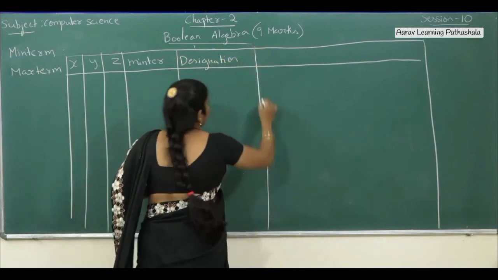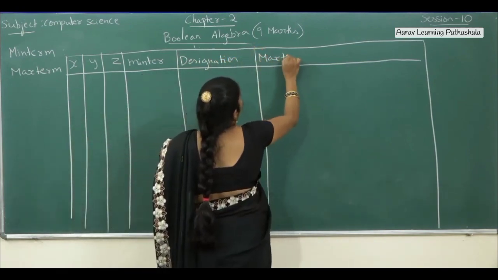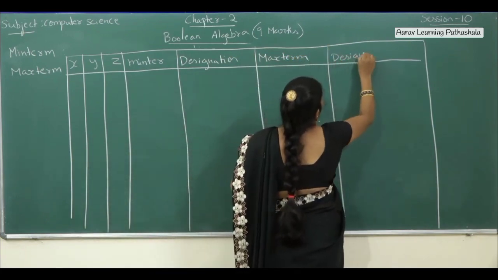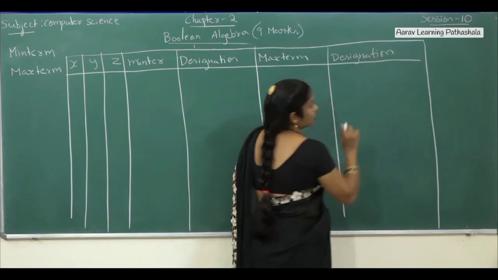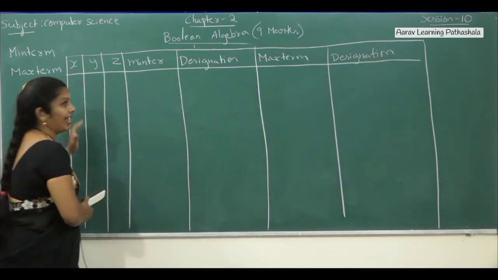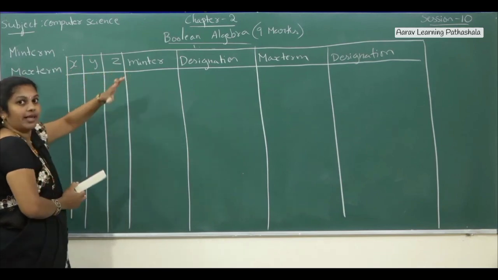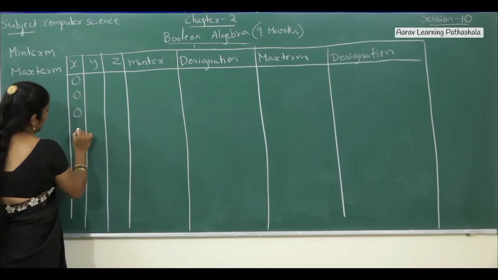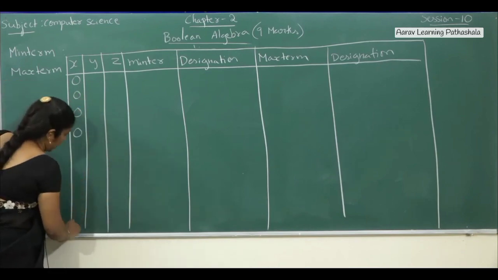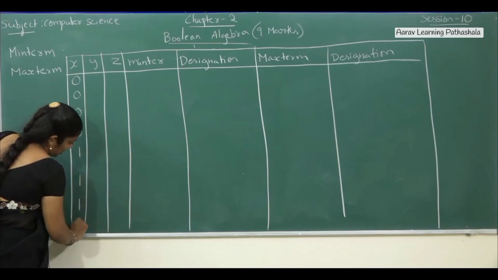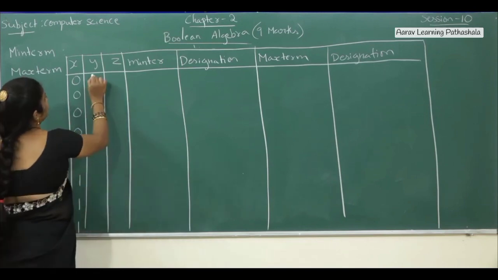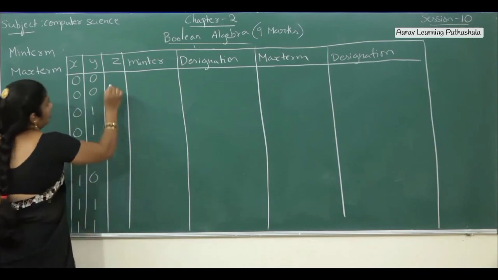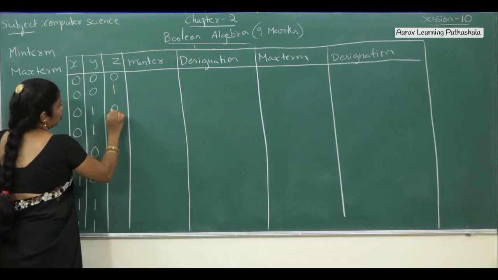In the same way, maxterm, their designation. If you know this table, then you can easily solve the problems also. If you have 3 variables, you will get 8 different combinations. Write 4 zeros, 1, 2, 3, 4 zeros, then alternately 4 ones. Next write down 2 zeros, 2 ones, 2 zeros, 2 ones. Then alternate 0, 1, 0, 1, 0, 1, 0, 1.